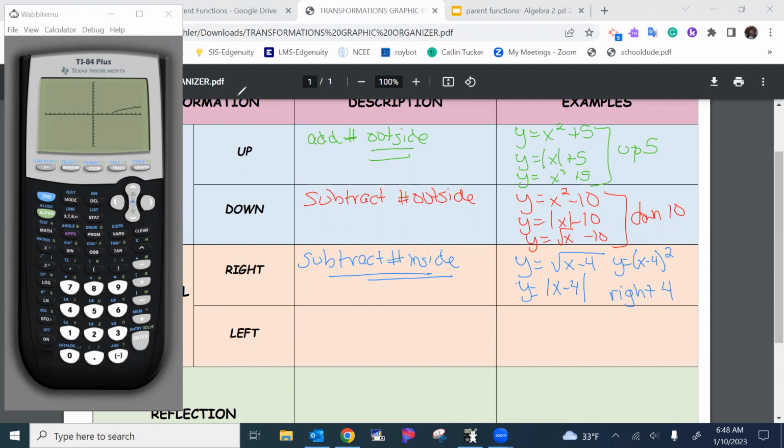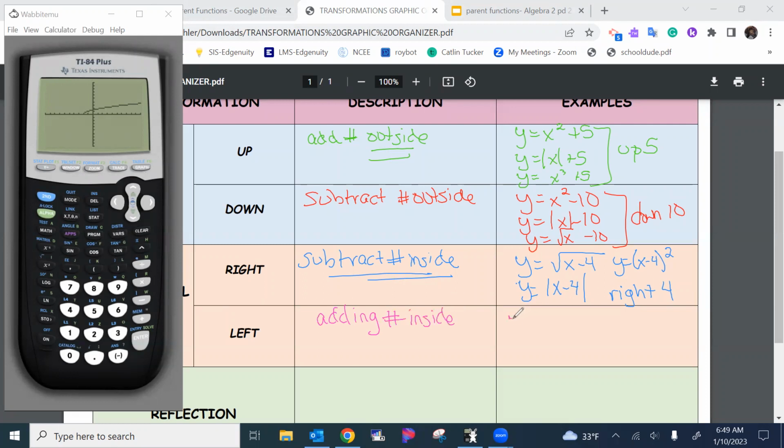Okay, and then vice versa here, if we come back to our calculator to move things to the left, you would just have to change it to a plus. I'm going to use 2. All right, and then we graph it, and that moved it to the left. Okay, so if we come back to our organizer, to move it to the left, that means I'm adding a number on the inside.